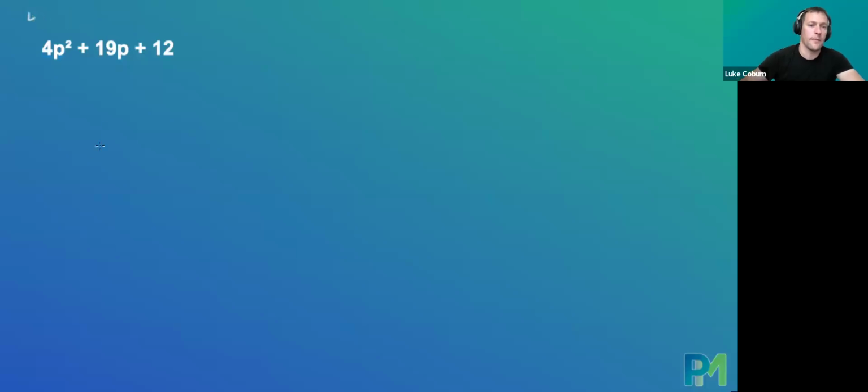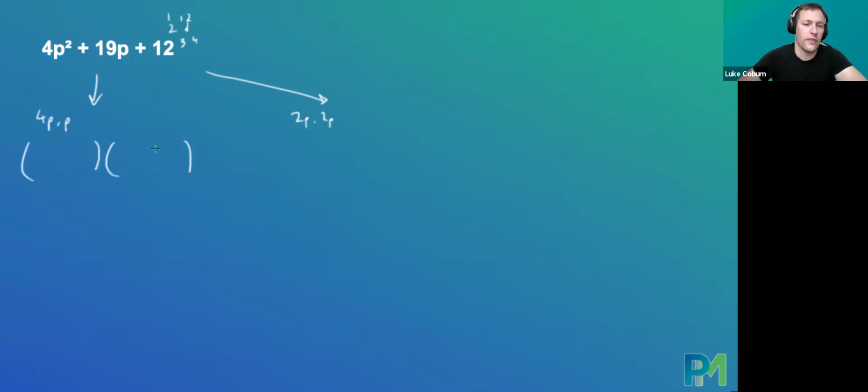And what I'm going to do is split the problem into two parts, okay? So the first part, I'll say 4p and p, and the second part, I'll say 2p and 2p. This is just my way of doing it. You might have another way of doing it. And the 12 can be 1 and 12, 2 and 6, or 3 and 4. And if nothing works, then I don't have a whole number factorization, so that means I'm going to have to use the quadratic formula. So let's just go with 4p and p.